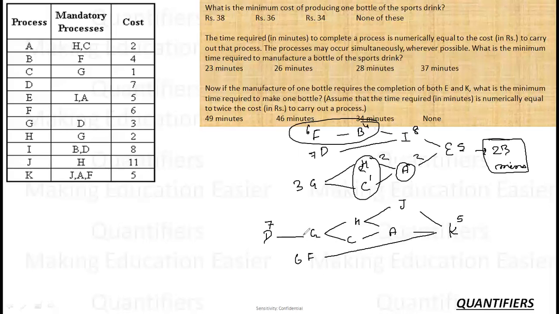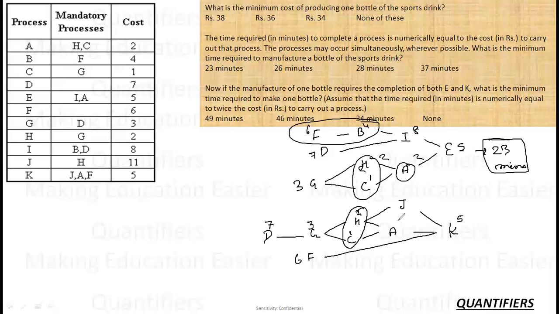Now G is the independent one. So dependent one, but is happening alone. So 3 minutes are taking place here, right? 7 and 3. Now H and C. H is taking 2 minutes, C is taking 1 minute, but they can be done simultaneously. So only 2 minutes are considered, right?